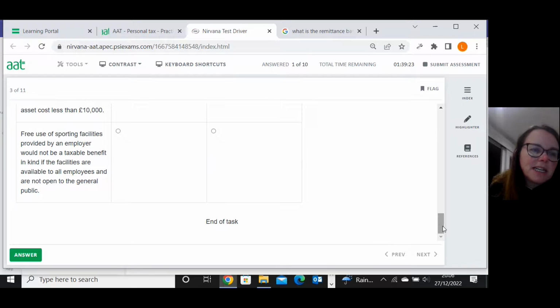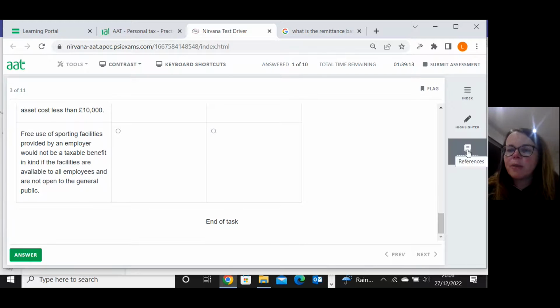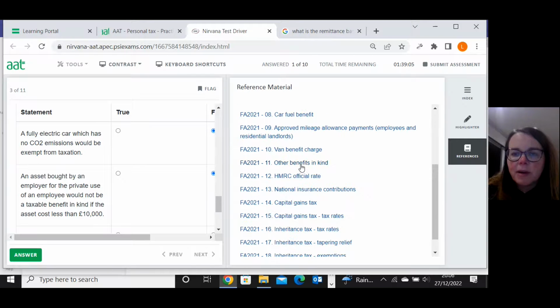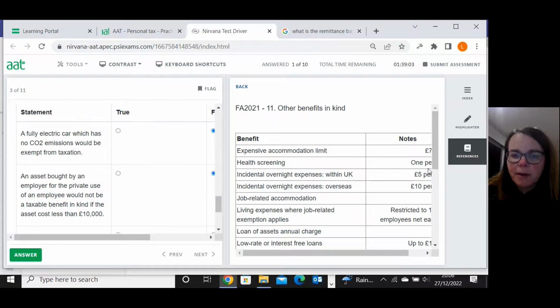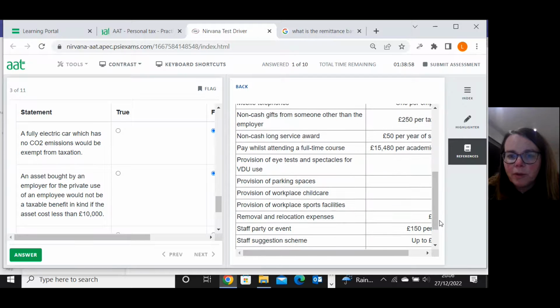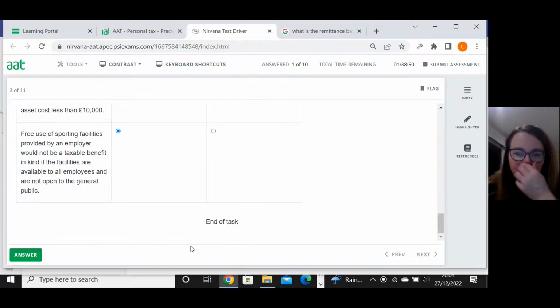Free use of sporting facilities provided by an employer would not be a taxable benefit if the facilities are available to all employees and are not open to the general public. Now, I'm thinking that is true, but I'm just going to check if there's anything about it in my reference material. So anything about use of sport, here we are, provision of workplace sports facilities. That would seem to tick that box, so that is going to be true.